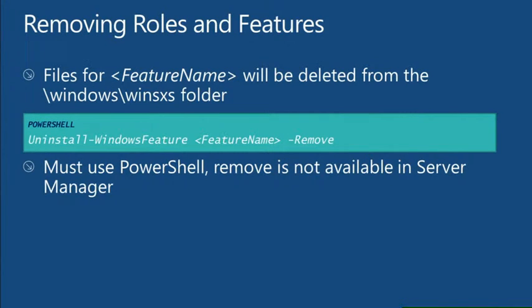So removing roles and features, you have to use the PowerShell commandlet for this. The Uninstall-WindowsFeature commandlet has a -Remove on it. So when you uninstall something and specify -Remove, it's going to remove the binaries for that from the side-by-side folder. Remove is not available in the UI, so you do have to do this from PowerShell.